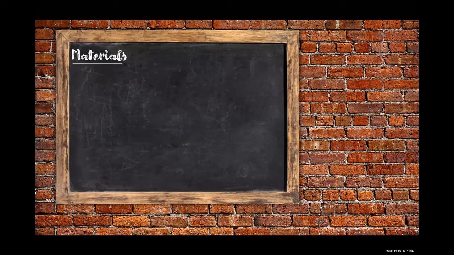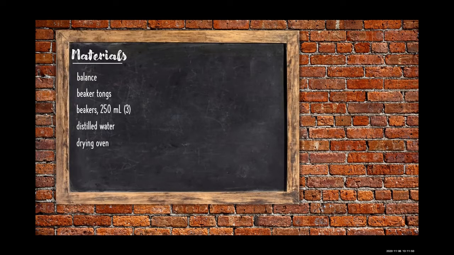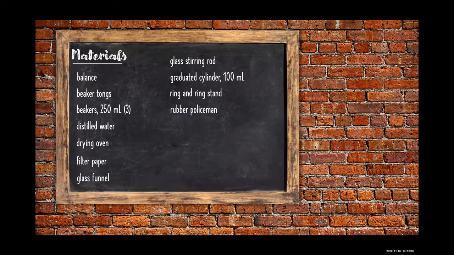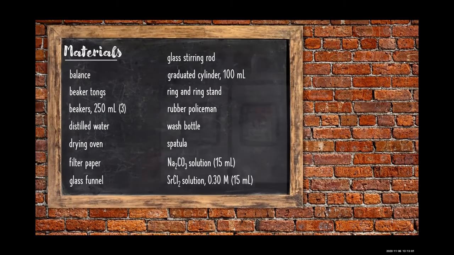Materials. You will need the following items to complete this lab. Balance, beaker tongs, 3 250 milliliter beakers, distilled water, drying oven, filter paper, glass funnel, glass stirring rod, graduated cylinder 100 milliliters, ring and ring stand, rubber policeman, wash bottle, spatula, sodium carbonate solution 15 milliliters, 0.3 molar strontium chloride solution 15 milliliters. Let's head to our lab.